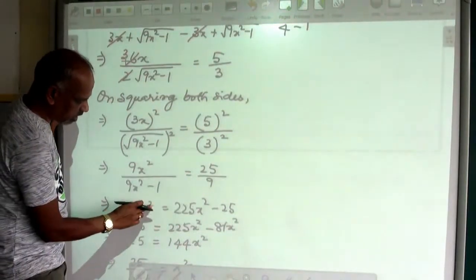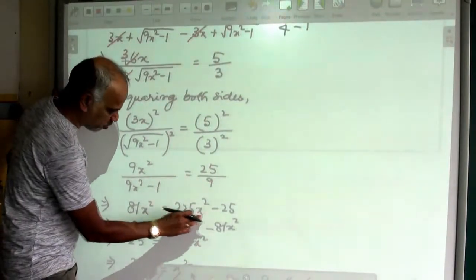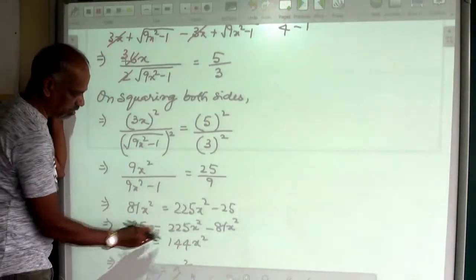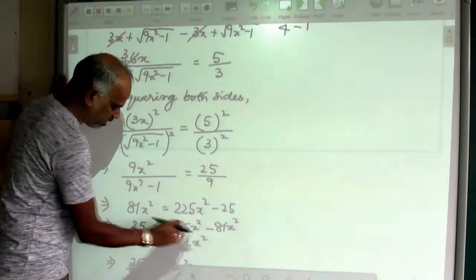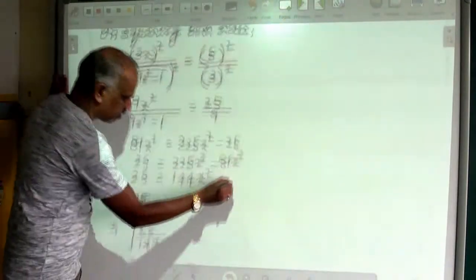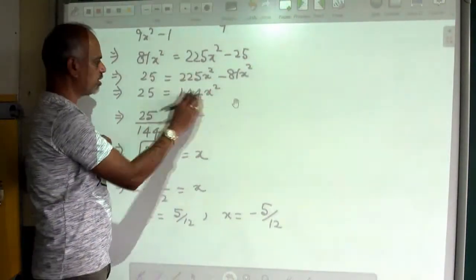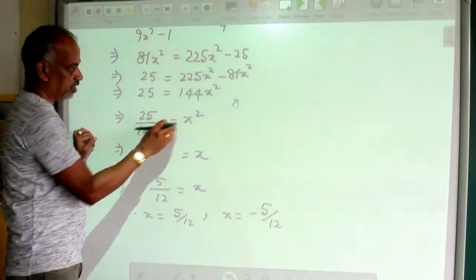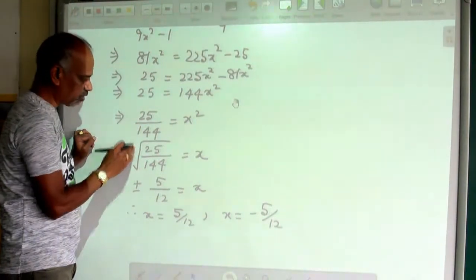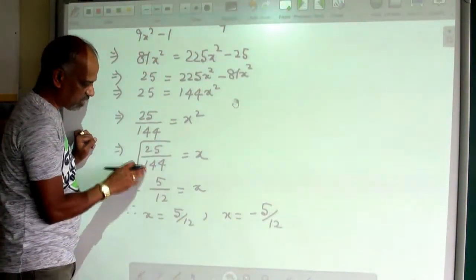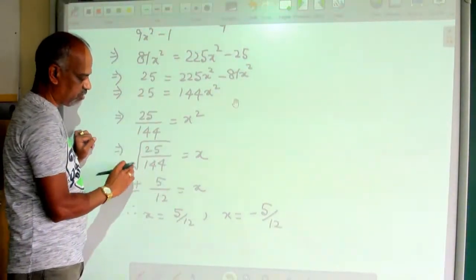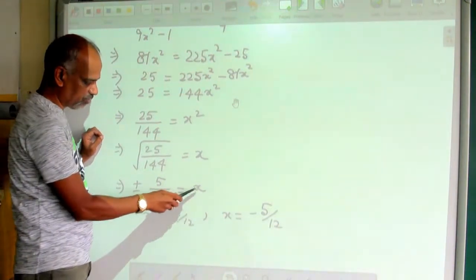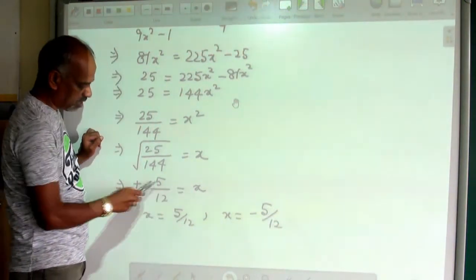9 into 9x squared is 81x squared is equal to 9x squared with 25 is 225x squared, minus 1 into 25 is minus 25. And then shift this 81x squared that side and bring this 25 this side. This comes this side, it becomes 25 is equal to 225x squared minus 81x squared. If you subtract these two, you will get 144x squared is equal to 25. Bring the 144 this side, 25 divided by 144 is equal to x squared. So if you have to find x, you need to find square root of this. That square root of 25 by 144. Square root of 25 is 5 and square root of 144 is 12. But whenever you are finding square root of something, it could be a positive value or a negative value. Therefore, I have written plus or minus 5 by 12. Therefore, x's value is either 5 by 12 or it can be minus 5 by 12.